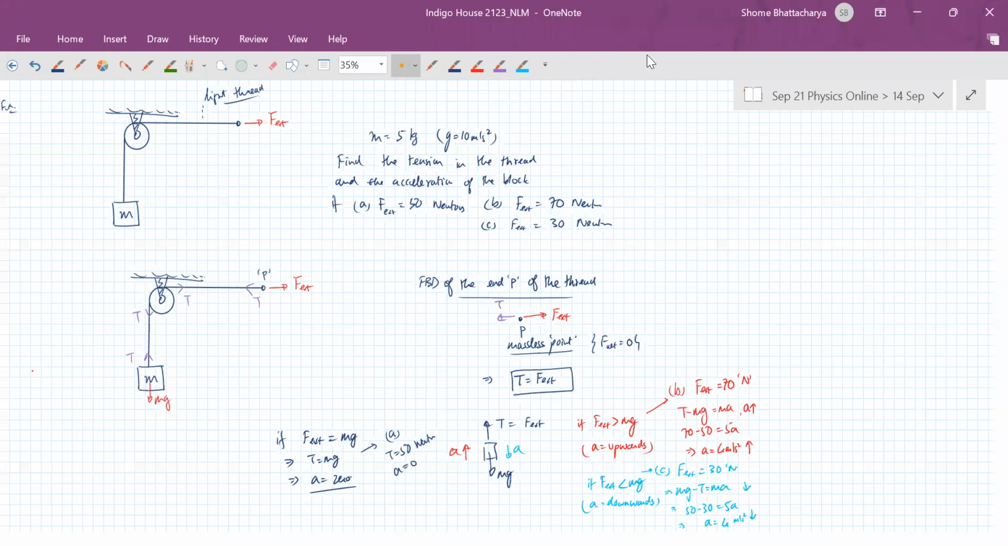So ultimately you can see, regardless of whether the block is being accelerated upwards because the tension is exceeding the weight or vice versa, the tension in the string will be exactly equal to the amount of external force applied at the end P. Whatever force you apply, that will become equal to the tension.